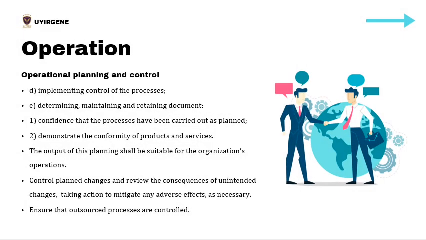implementing control of the processes in accordance with the criteria, determining, maintaining, and retaining documented information to the extent necessary to have confidence that the processes have been carried out as planned, and to demonstrate the conformity of products and services to their requirements. The output of this planning shall be suitable for the organization's operations. The organization shall control planned changes, and review the consequences of unintended changes, taking action to mitigate any adverse effects. The organization shall ensure that outsourced processes are controlled.